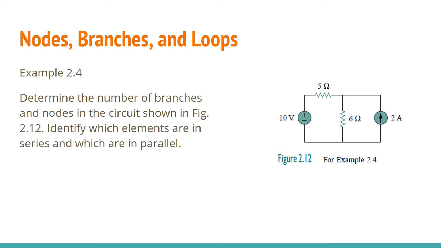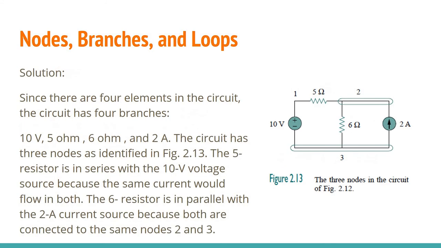Another question is, identify which elements are in series and which are in parallel. Okay, so kung makita nato diri sa figure 2.12, ang elements that are in parallel are the current source, the 2 ampere, and the 6 ohms. So, nakaparallel sila. And, ang nakaseries, ang 5 ohms nakaseries sa parallel connection of 6 ohms and 2 ampere. Okay, let's look for the solution.